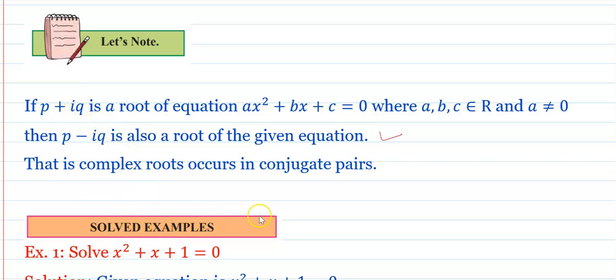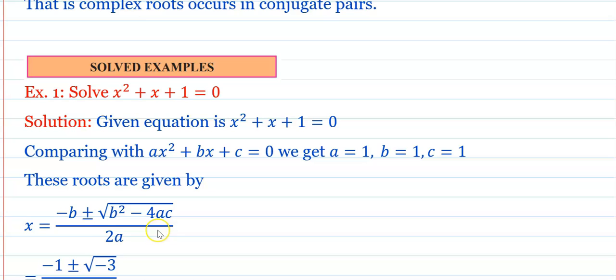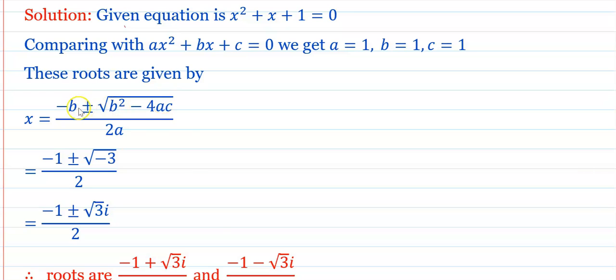Okay. Now we solve the examples. Solve x square plus x plus 1 is equal to 0. Given equation, comparing with ax square plus bx plus c is equal to 0, we get the value of a is 1, b is 1, c is 1. The roots are given by x is equal to minus b plus or minus root of b square minus 4ac upon 2a. Now substitute the values of a, b, c here: b is 1, a is 1, c is 1.